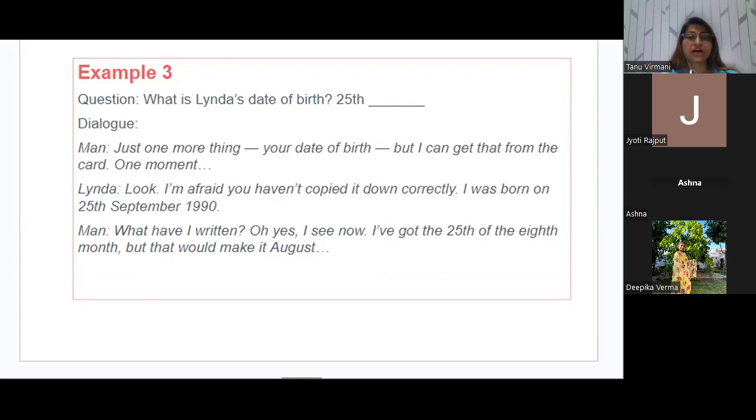Now you have to look for the date of birth. Man says, "Just one more thing, your date of birth. But I can get that from the card." "One moment. Look, I'm afraid you haven't copied it down correctly. I was born on 25th September 1990." "What have I written? Oh, yes, I see now. I have got the 25th of the 8th month, but would that make it August?"